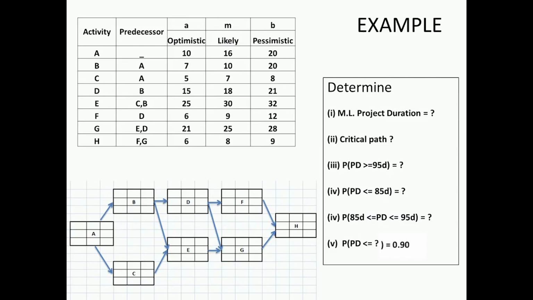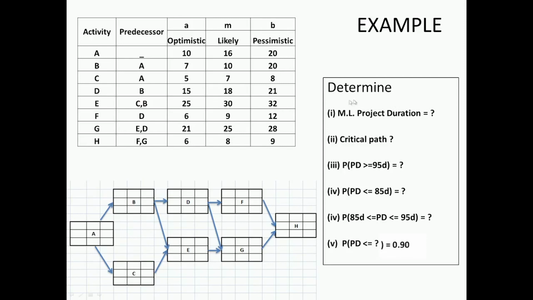So let's work out an example here. Like we said, the inputs are the activities. Here we have activities A to H, with the predecessor relationship, the optimistic duration in days, the most likely duration, and the pessimistic duration. This is your basic input information.